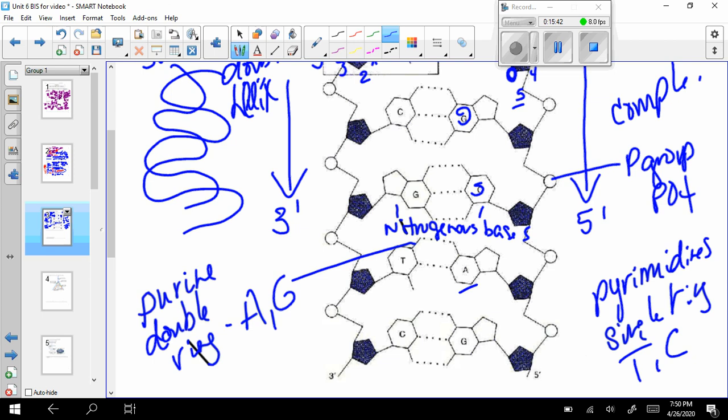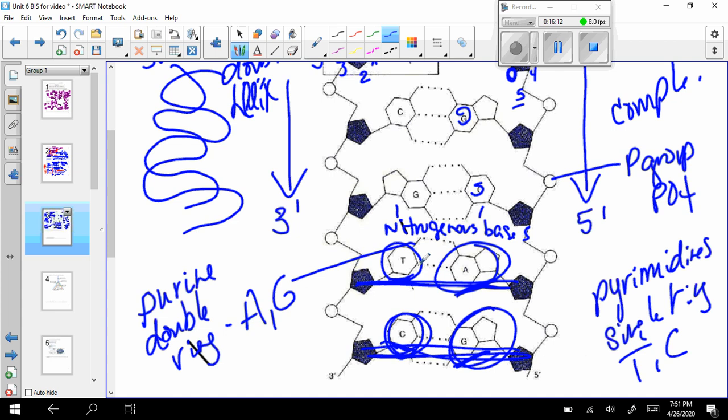You'll notice here's a purine, double ring. Here's a guanine, that's another purine, double ring. And then over here, a T and a C. These two are both pyrimidines, the single rings. Each rung or step of the ladder is the same distance across. That's because you always have a purine with a pyrimidine. This side has the purine and this side the pyrimidine, but it always, always, always has that.